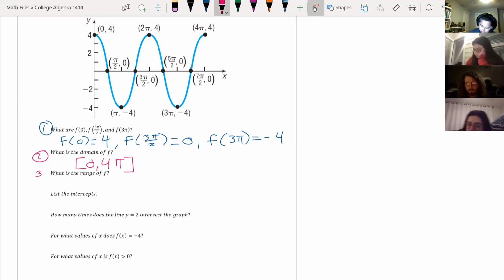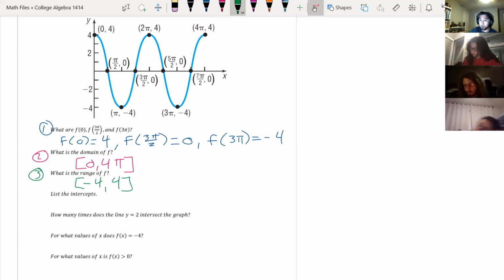Range. Range deals with y values. And just like domain, you state the smallest y value and end with the largest y value. So what is my range of this function? -4 to 4. Good. -4 to 4.